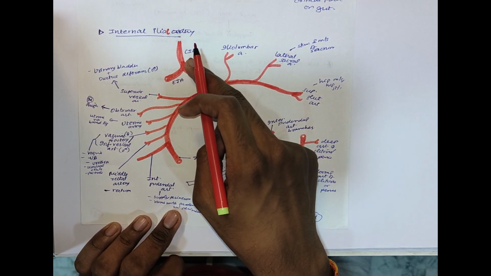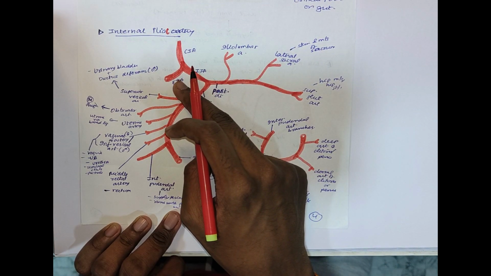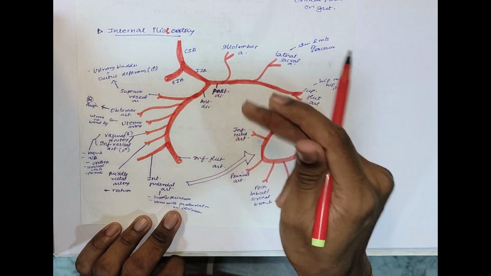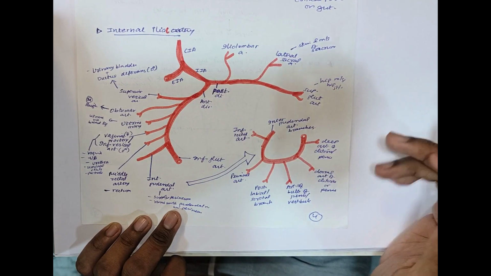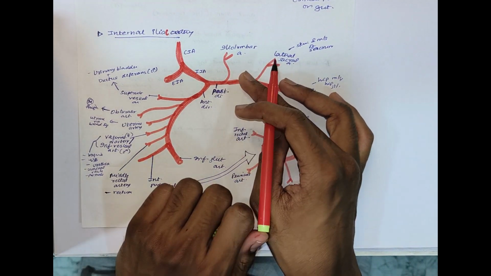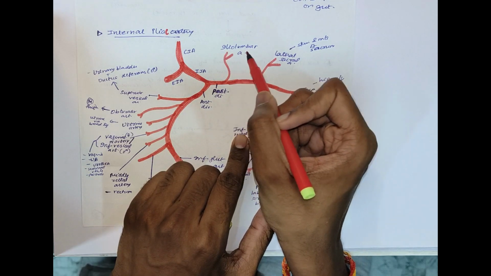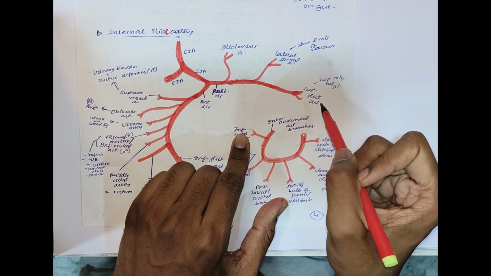The common iliac artery bifurcates into the external and internal iliac arteries. The external iliac artery continues as the femoral artery into the thigh. Now, the internal iliac artery gives off two divisions, basically anterior and posterior divisions. It is easy to remember the branches of the posterior division because there are only three branches: the iliolumbar artery, the lateral sacral artery, and the superior gluteal artery.